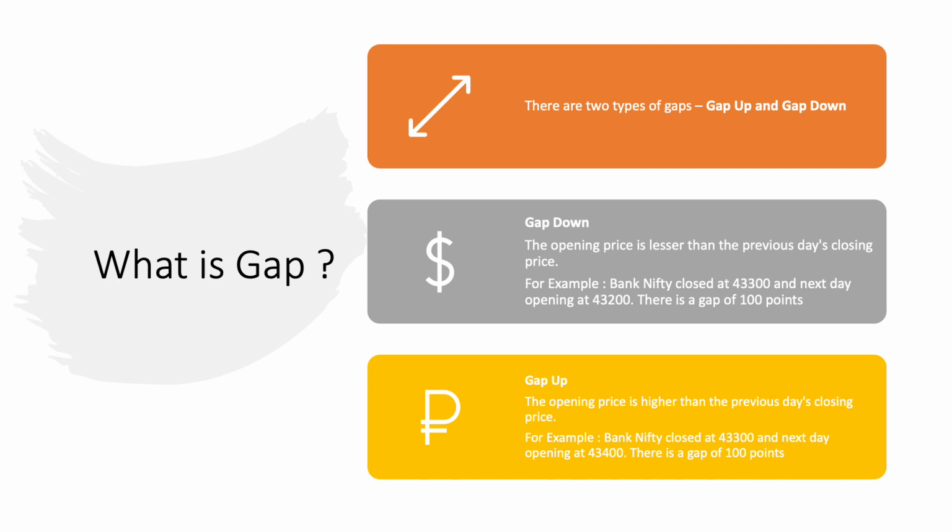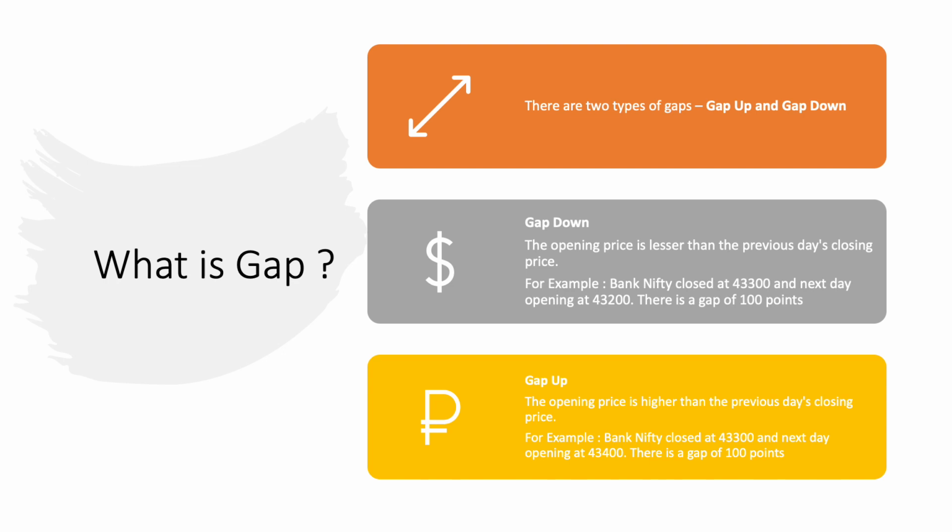That means if, suppose, Bank Nifty closed at 43,300 yesterday and the next day it is opening at 43,200, you can see there is a gap of 100 points. The same way with gap up: the opening price is higher than the previous day closing price, so it was 43,300 yesterday and 100 points more today. That means 43,400 opening.